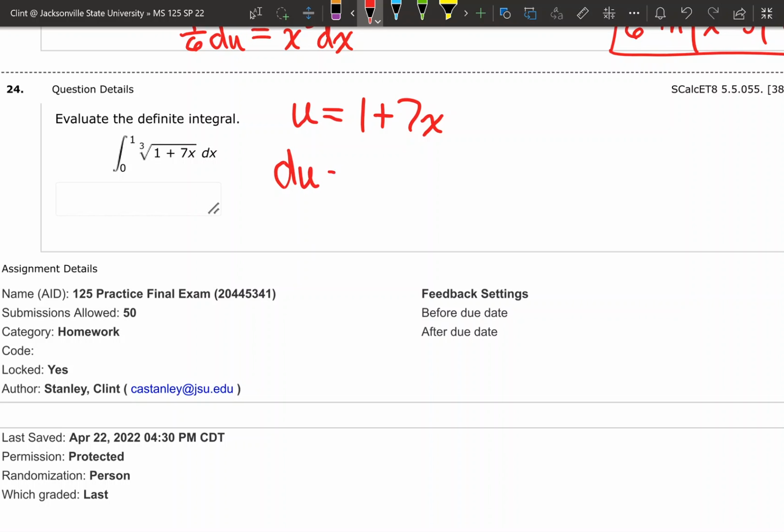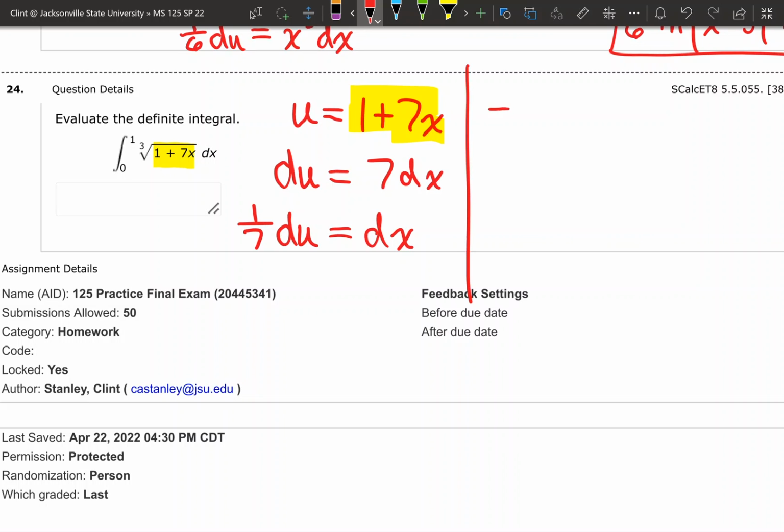If we do that, then du would be 7dx. So if this part is u, all we would have left over is a dx. We've got 7 dx's, so we can adjust that. And just use 1/7 of du. That'll give us just the dx that we need. So up to that point, we can write this.